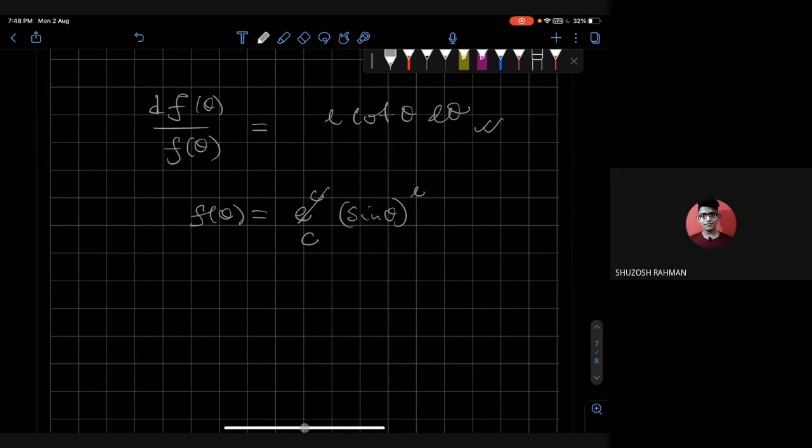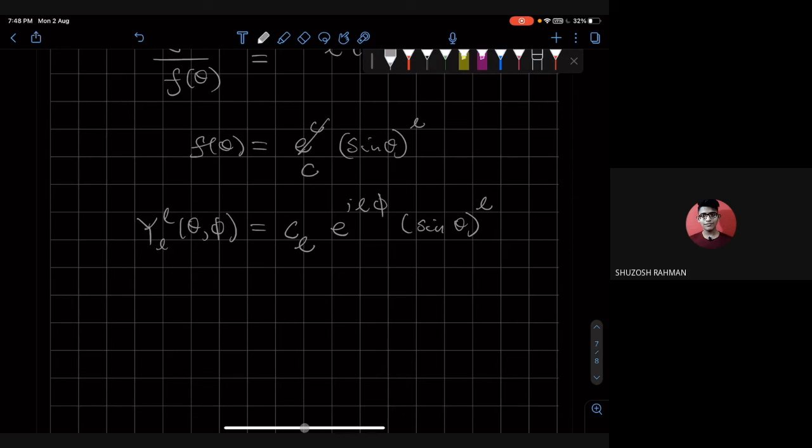So if I now combine the angular parts, I get Y_LL(theta, phi) equals some normalization constant times e to the power i L phi times sine theta to the power L. So this is our first solution. We have one of the states, and this is the normalization.